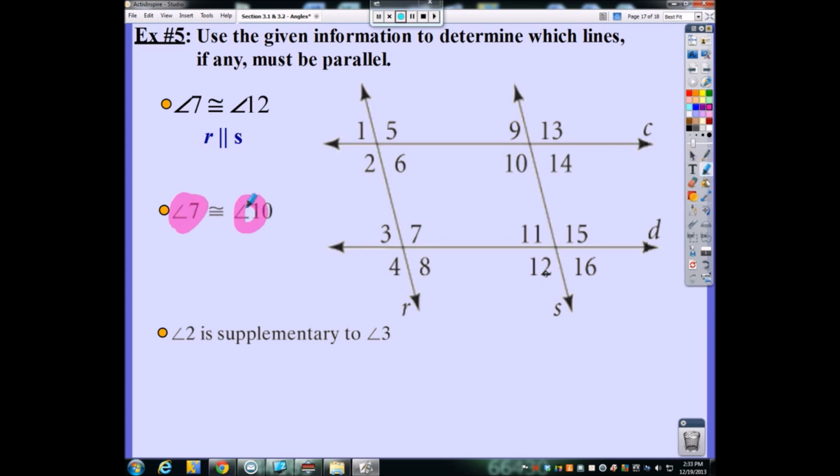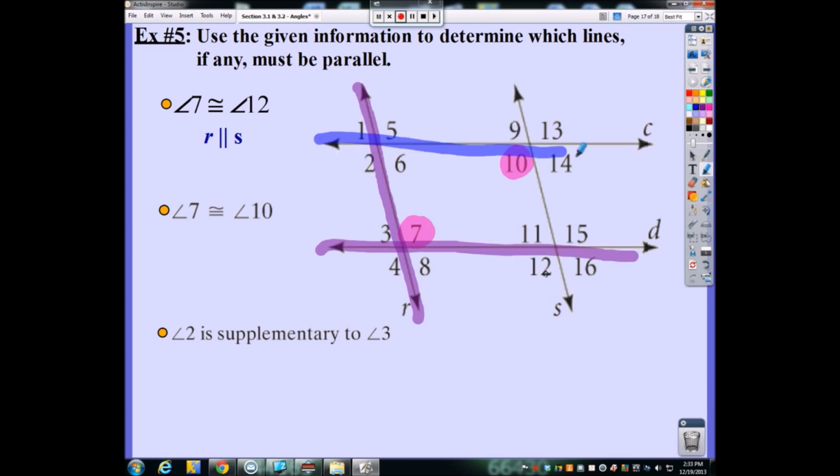We're going to say, what if this is true? What if angle 7, which is right here, is congruent to angle 10? All right, now which lines, if any, are parallel? Well, let's try to find the transversal that connects 7 and 10. We're starting to run into a problem, though, because 7 uses line R and line D, and 10 uses line C and line D.